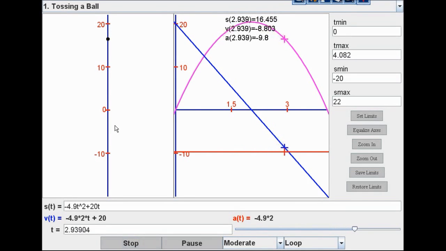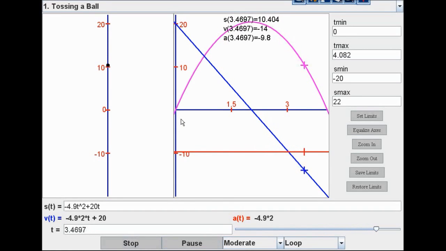Now, obviously, everyone understands when you throw a ball up, it's going to go up and it's going to come back down. But what we want our calculus students to understand is how the graphs of position, velocity, and acceleration are going to relate to each other and to this particular situation. So, a couple things, all right?